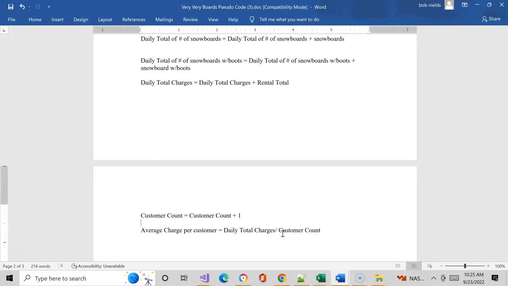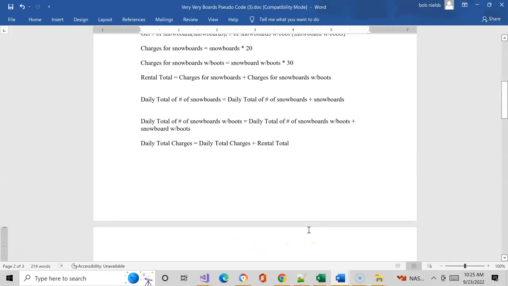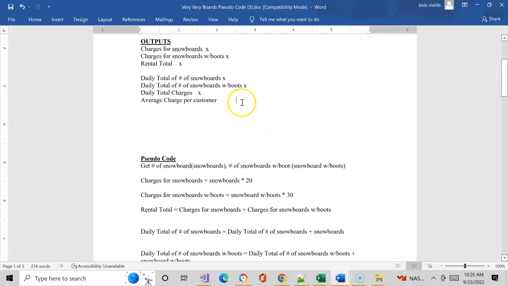And so how can we get the customer count? Well, every time a customer rents something, that's a customer, okay, based upon how many they rented, who cares? Okay, a customer is the person paying. So if they rent 5 of them, it's not 5 customers, that's 1 customer renting 5 snowboards. Does that make sense? And so I'm going to accumulate that customer count every time we press that submit button, and then I'll use that to actually come up with my average for my daily total charges to customer. And then I am done with this one.